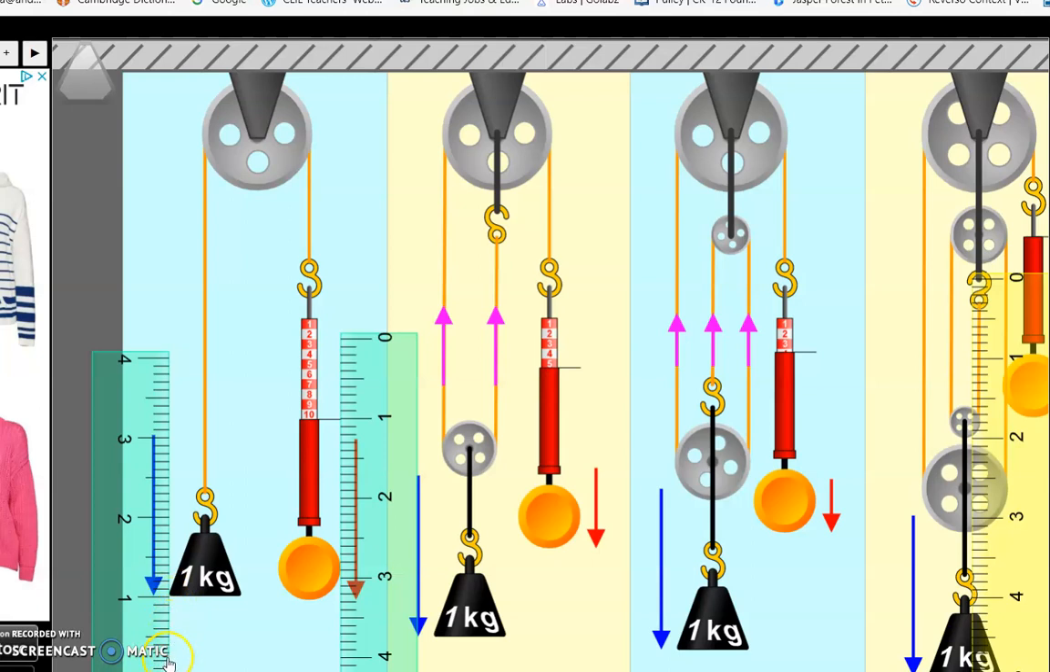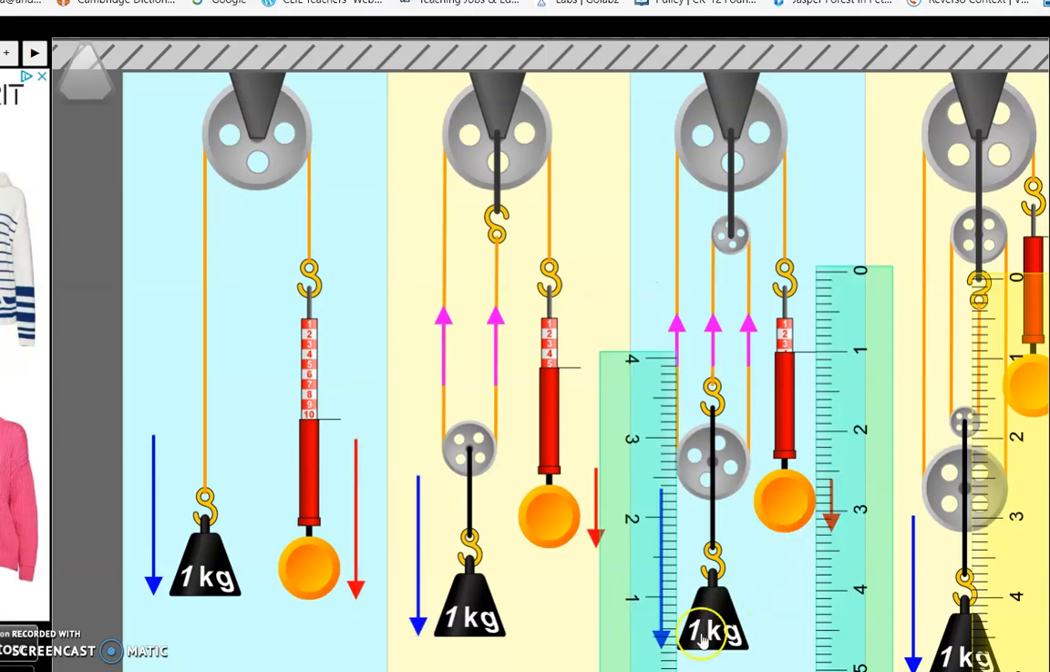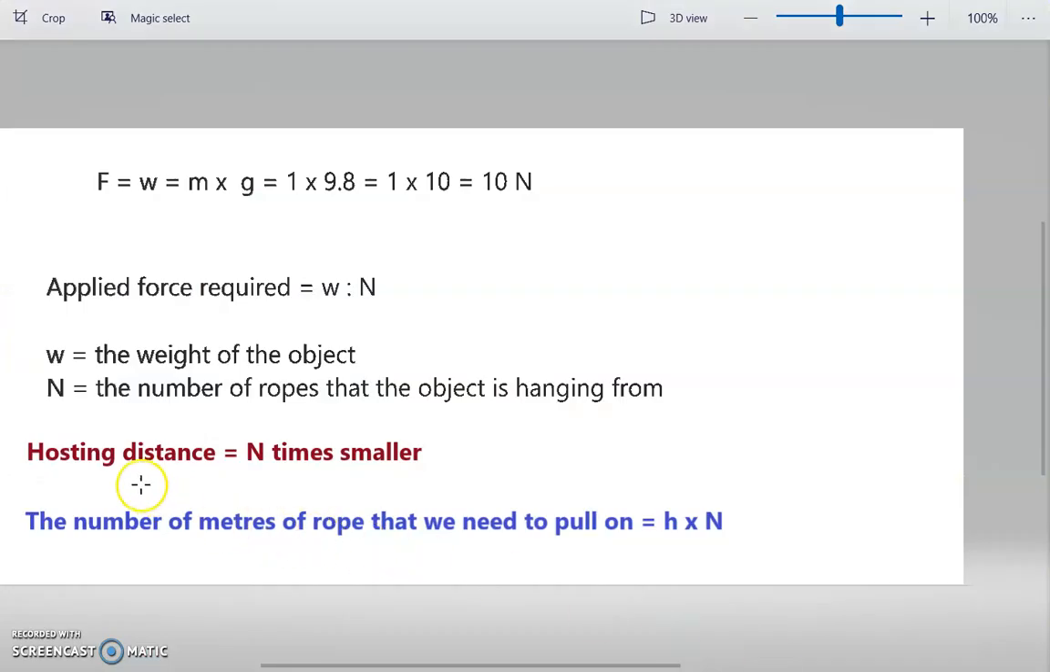In the first setup, the hoisting distance is 1 centimeter. Look at the second one. We have 2 pieces of rope, and the hoisting distance divided by 2 is 0.5 centimeters. And in the third setup, we have a hoisting distance of 1 centimeter divided by 3. So that means the hoisting distance is n times smaller.